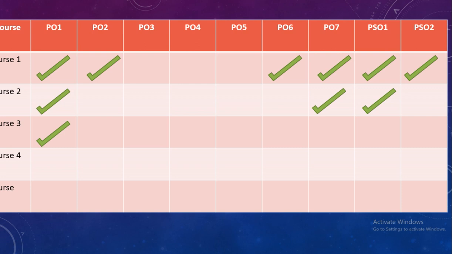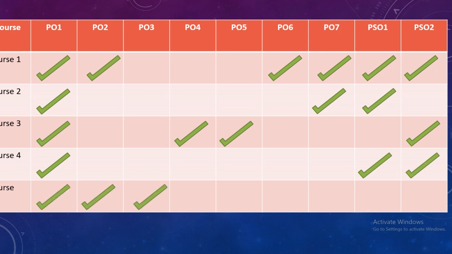Next, course 3, it also matches with the scope of the PO1 statement, that is basic and discipline specific knowledge. It matches with PO4 statement, that is experimentation, etc. It also matches with PO5 and finally PSO2. Course 4, in this case, as shown, also matches with the PO1 statement and PSO1 statement as well. So in the process, we need to map all the courses with all the PO and PSO statements.